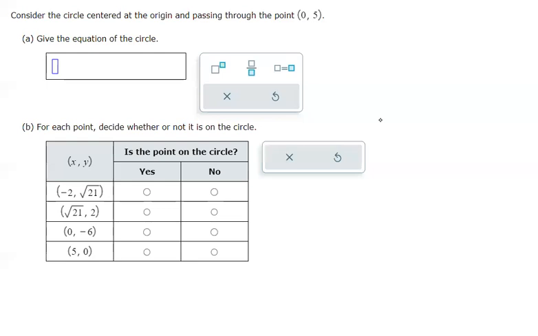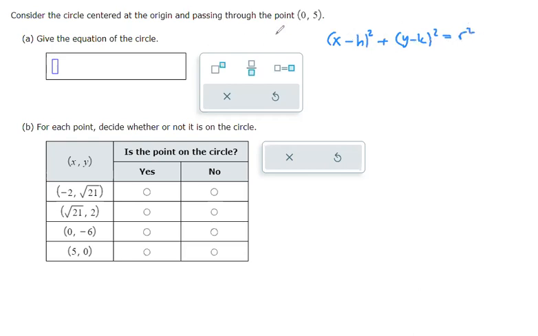The second question is asking, find the equation of the circle when the circle is passing through 0, 5, right? So its center is at the origin. What we want to remember before we try this one is the equation of the circle: x minus h to the second power plus y minus k to the second power, and this is equal to the radius to the second power, right?